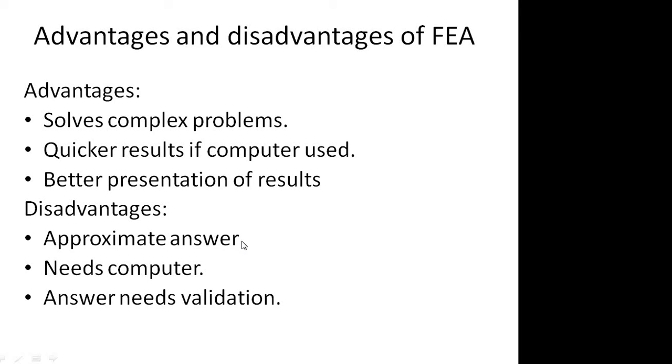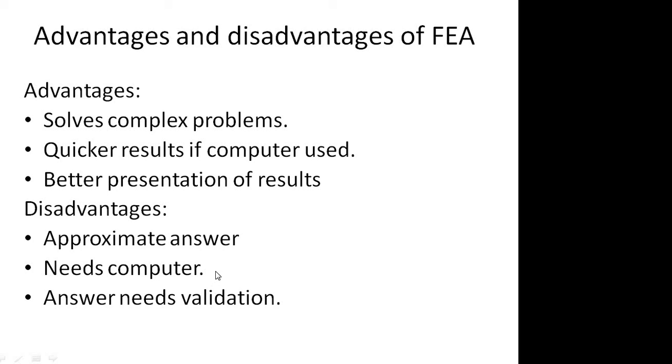For example, say the correct or exact answer is 100. The same problem, if you use the FEA technique, may give you an answer like 99.9 or 99 or 99.99, depending upon what we choose, how we design the FEA model, right? So depending upon that, its accuracy varies. So it gives an approximate answer, but normally it is acceptable.